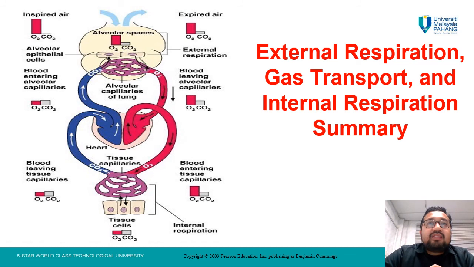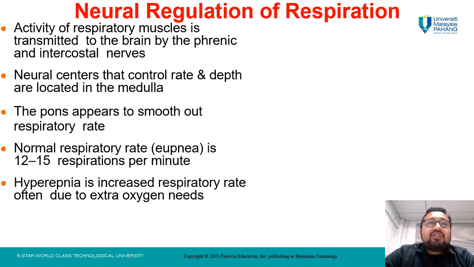In summary, neuroregulation of respiration. Activity of respiratory muscle is transmitted to the brain by the phrenic and intercostal nerve. Neurocenters that control rate and depth are located in the medulla. The pons appear to smooth out respiratory rate. Normal respiratory rate, we call it eupnea, is 12 to 15 respirations per minute.